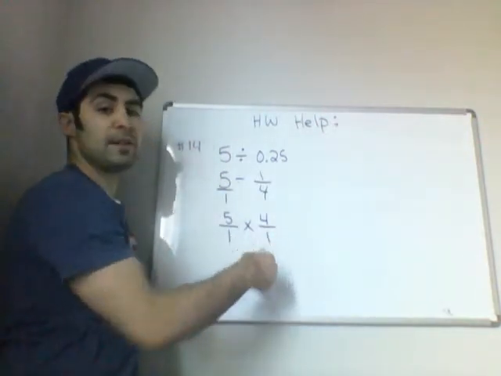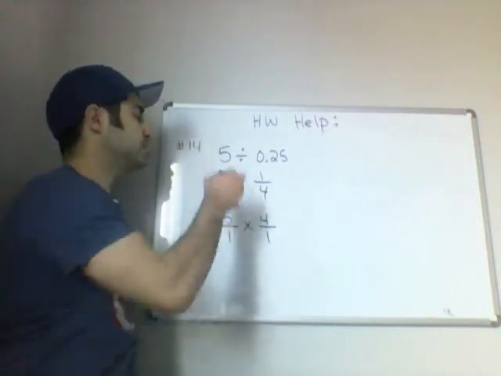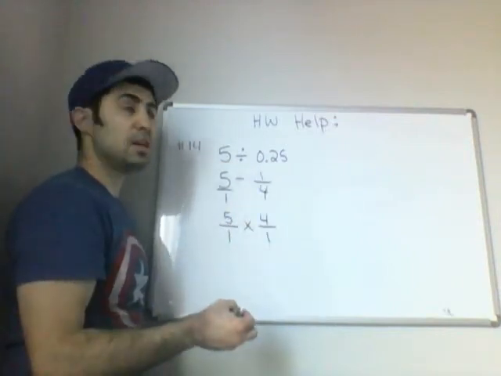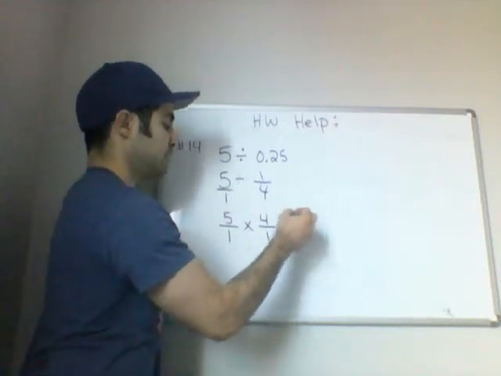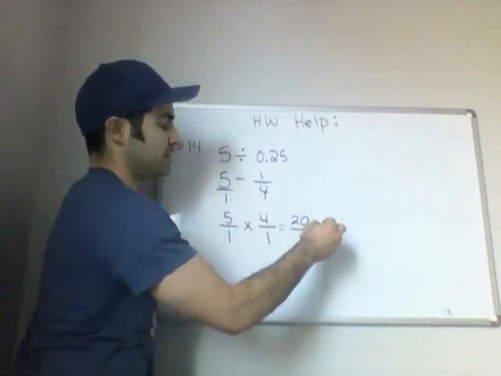This is really multiplying by the reciprocal. As you go on in math, you won't use the keep change flip method as much. You'll think multiply by reciprocal. Okay? Well, 5 times 4 is going to be 20. 1 times 1 is 1, and we know 20 divided by 1 is 20.